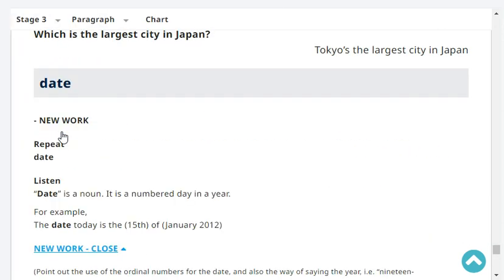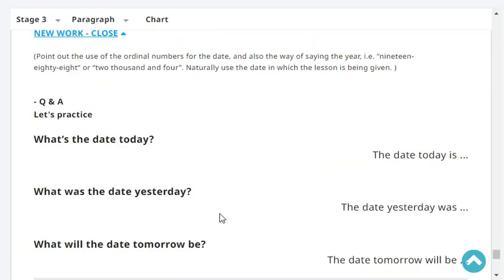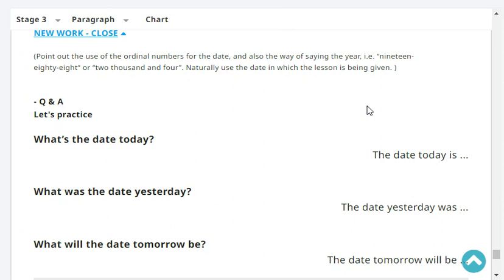Okay, so let's have the last one. Repeat, date. Very good. Okay, listen. The word date is a noun. It is a numbered day in a year. For example, the date today is the 2nd of November, 2023. Okay, let's practice. What's the date today? The date today is the 2nd of November, 2023. Very good.